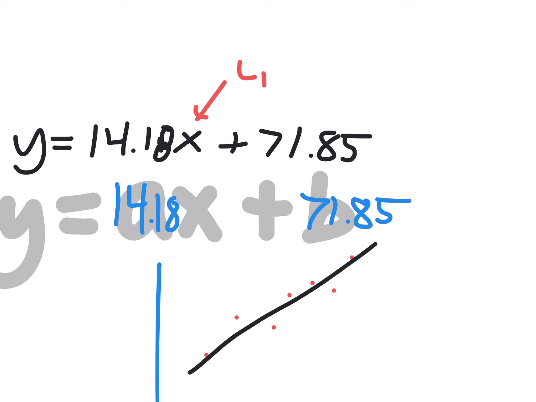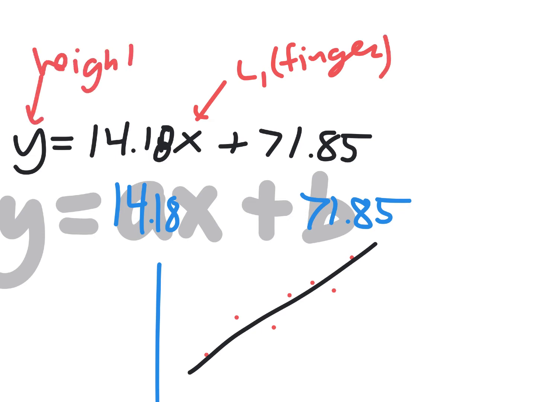Now the cool part about this is, if I know that x was the L1 list, which is the finger length, and that is the height, let me show you how you could use that. Imagine for a moment that you're out in your backyard playing with your dog, and you're throwing a ball for him out in the woodsy area behind your house, and he runs and finds it, and he comes back.